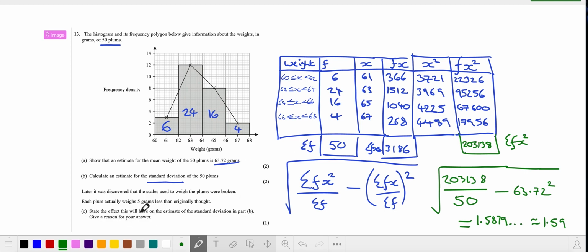So the effect this will have, it won't change the standard deviation. A reason for your answer, just as simple as everything has moved by the same amount, is fine. You don't have to go into great reams of detail on this. Everything has moved by the same amount, so the standard deviation won't change, is a perfect answer to that question.